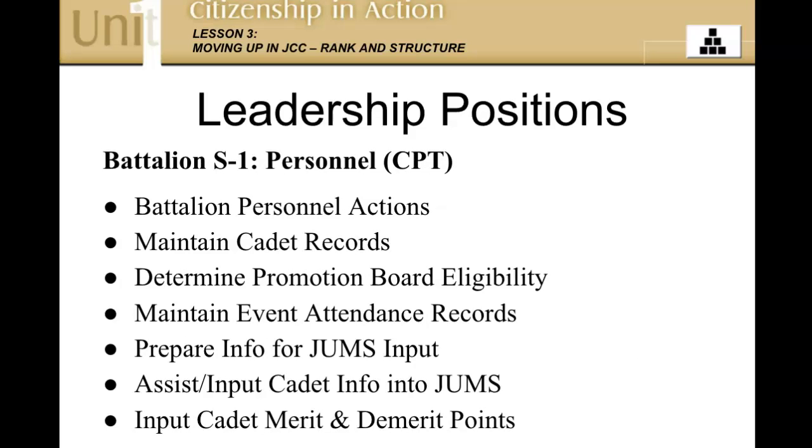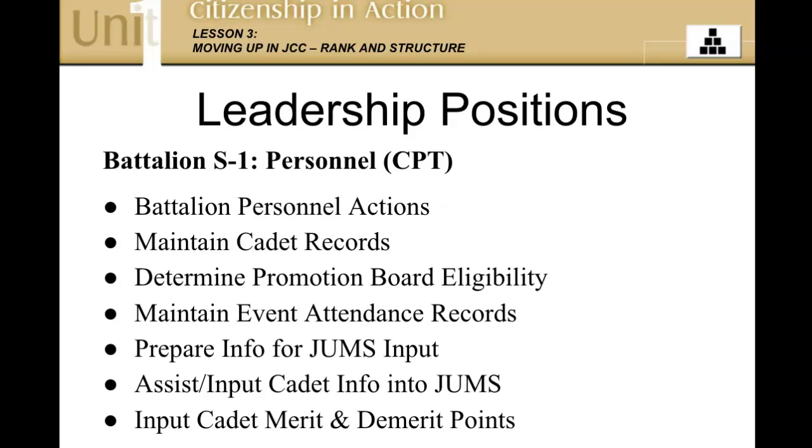Now, staff positions. These are positions identified by the letter S. So S1, S2, S3, S4, S5, S6. Right? S1 is personnel, and at the high school level is going to be a cadet captain. At middle school level, these positions are going to be held by either a cadet private first class or cadet private, depending upon their selection.